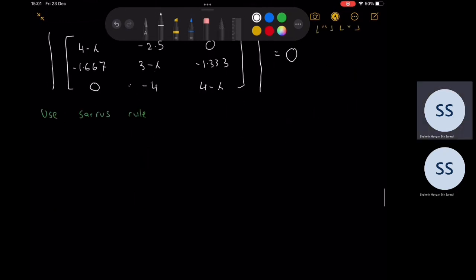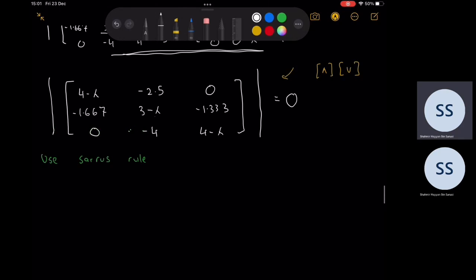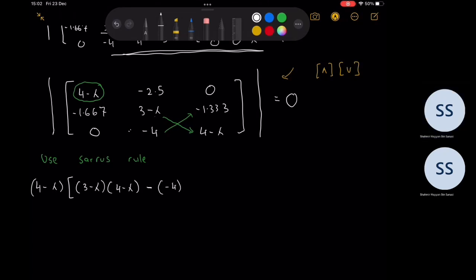Okay, from Sarrus' rule, you can refer to any video on Sarrus' rule. So basically, multiply this with this and this minus this and this. So we get 4 minus lambda multiply with 3 minus lambda multiply with 4 minus lambda minus negative 4 multiply with negative 1.333.